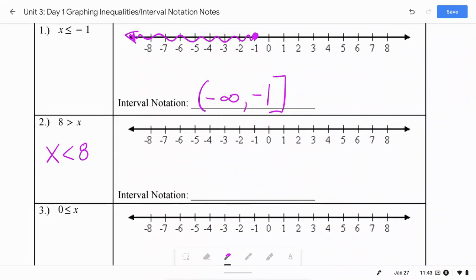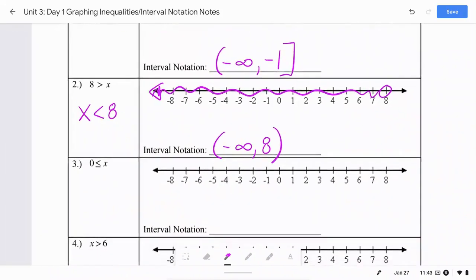So I'm going to now graph x is less than 8. So open circle on +8, and everything should be shaded to the left with an arrow. So it's going forever to the left, so again, towards negative infinity, and then it's going to +8. Since +8 is an open circle, we're going to use parentheses to represent that.